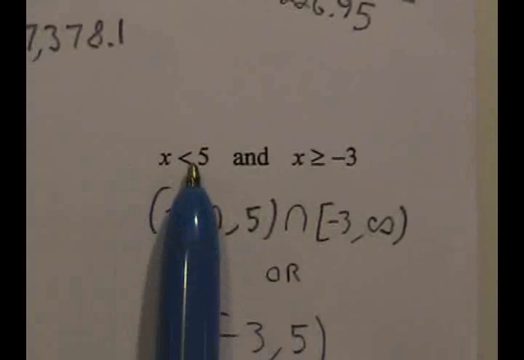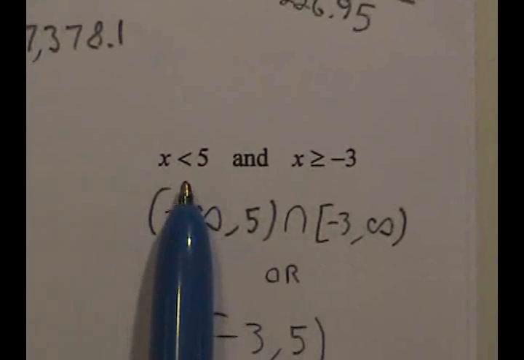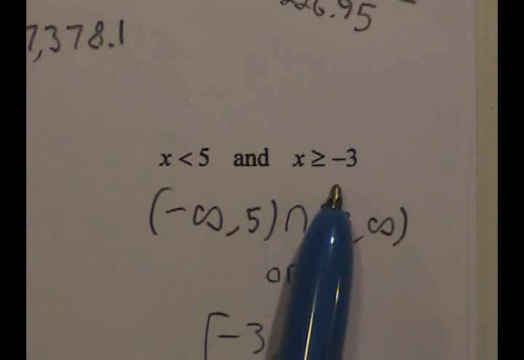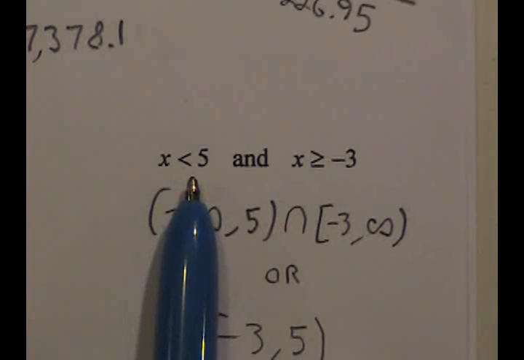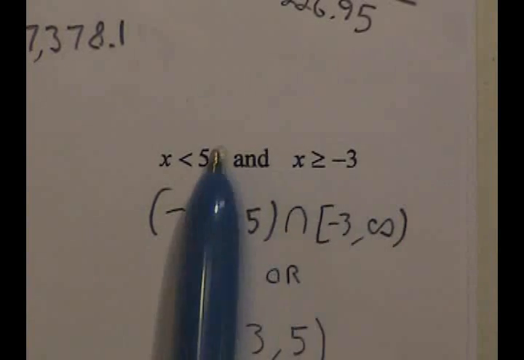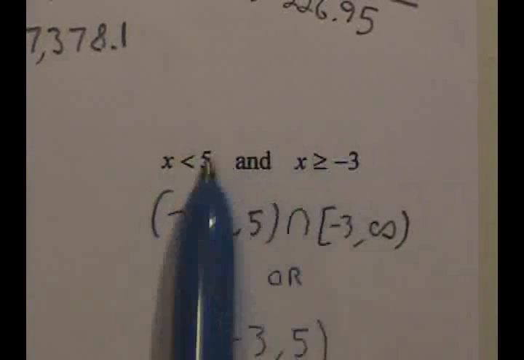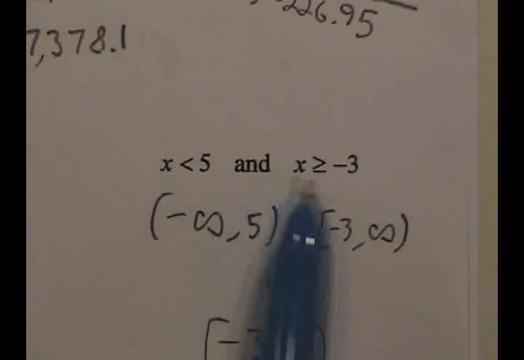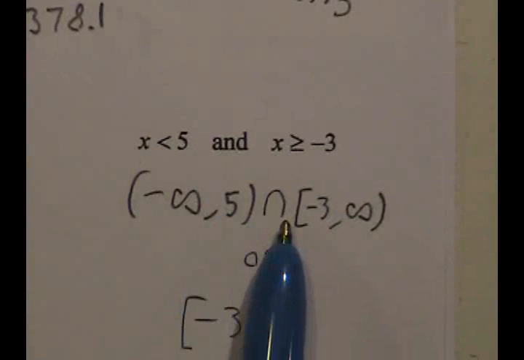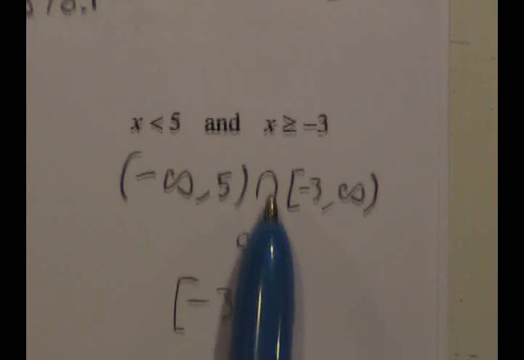Now this one is kind of different. It's x is less than 5 and x is greater than negative 3. So numbers like -4, -5, and -6 are not in this entire thing because it says and. The numbers that this thing has to represent must be things in both of these. So that's why an intersection is required, right?